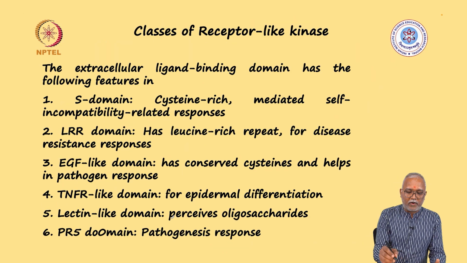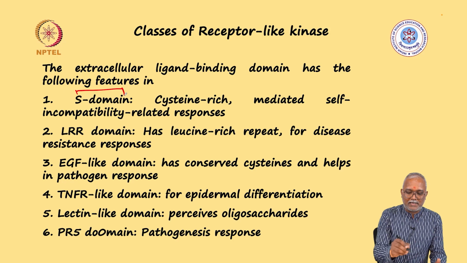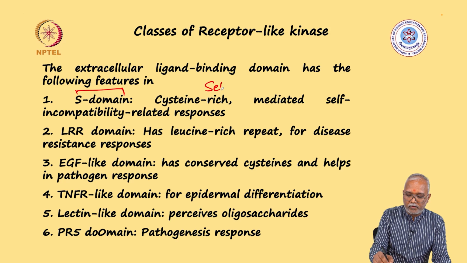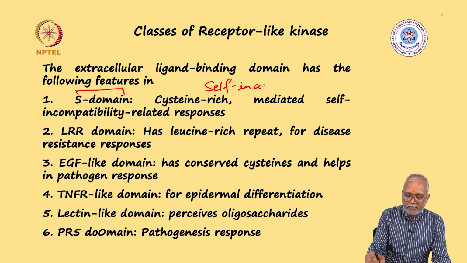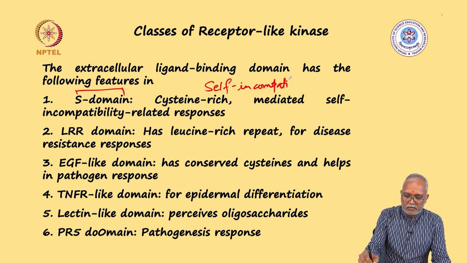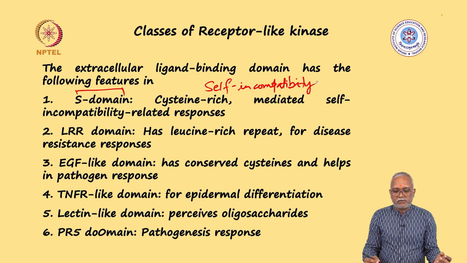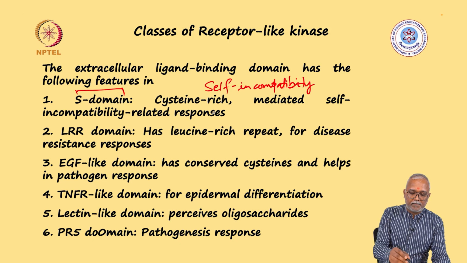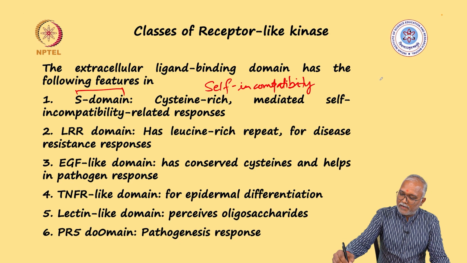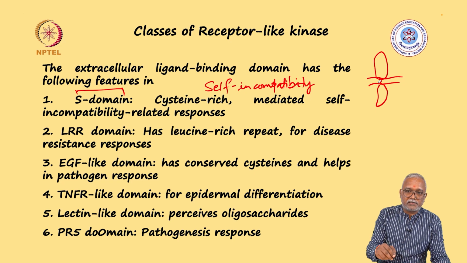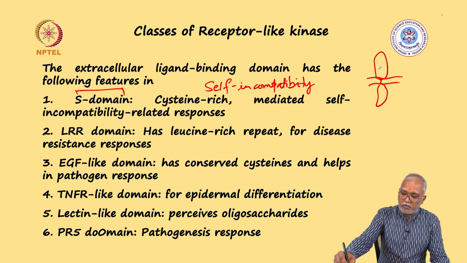One of the first classified domains is called the S domain, and this S comes from self-incompatibility. So receptors in this class have an extracellular domain like this. Remember, when we are talking about these receptors, we are talking about the complete receptor, which has an extracellular domain, and they are rich in cysteine moieties.